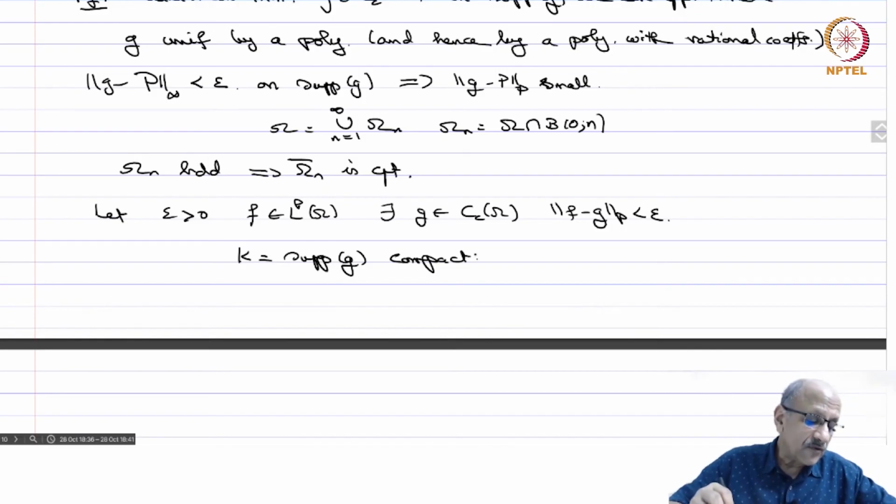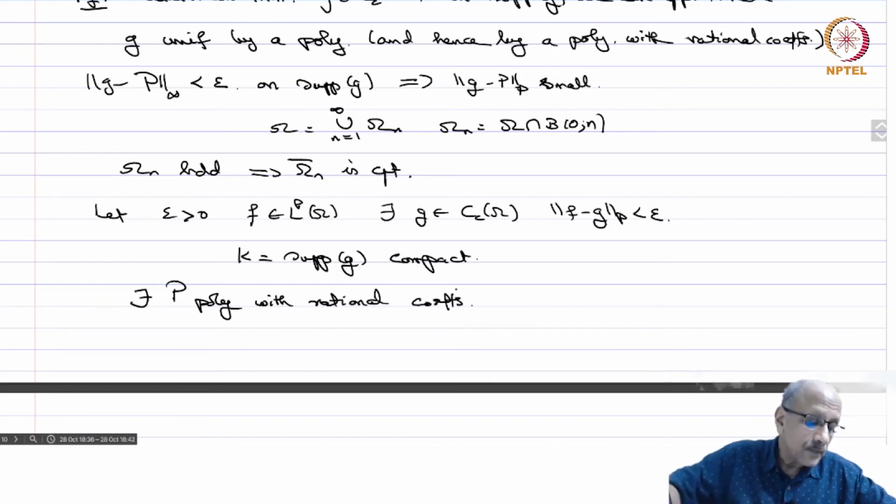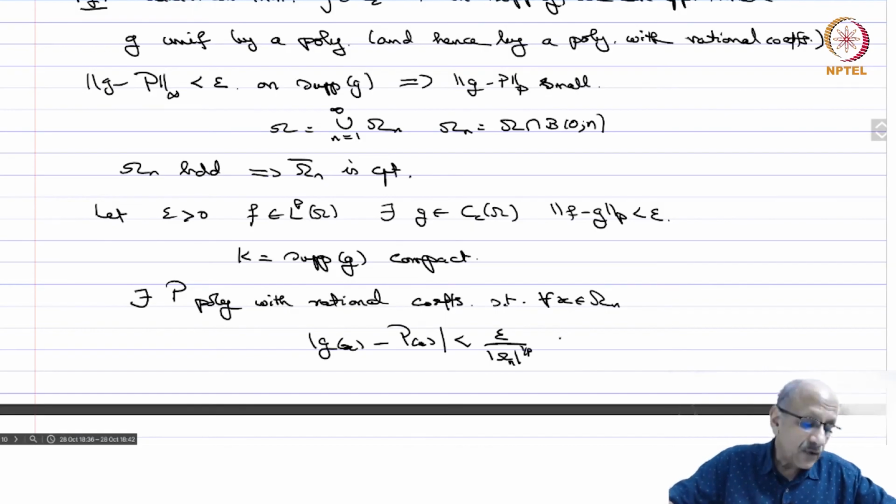Okay, so then we can find a polynomial. So there exists P, capital P, a polynomial with rational coefficients such that for all x in Omega_n, we have |g(x) - P(x)| is less than epsilon by |Omega_n|^(1/p), and therefore this implies that the norm of g minus capital P.